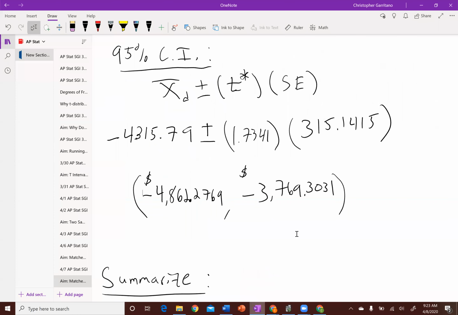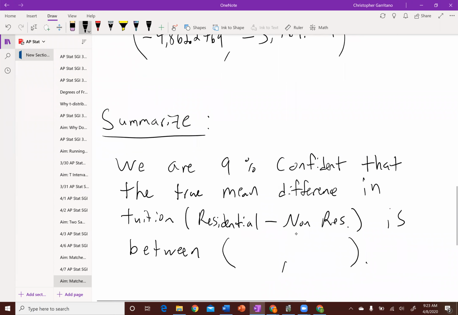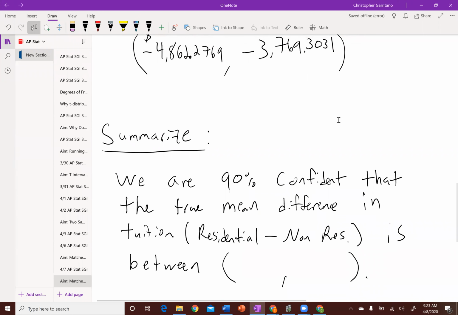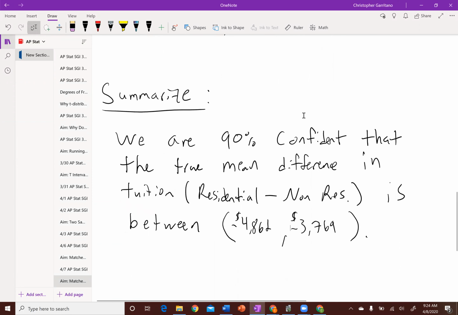All right, so there we have it. That's our confidence interval. Now to summarize, what this means is that this is a 90% confidence interval. We are 90% confident that the true mean difference in tuition, residential minus non-residential, is between negative $4,862 and negative $3,769. Okay, and there you have it. That's parts A and B.